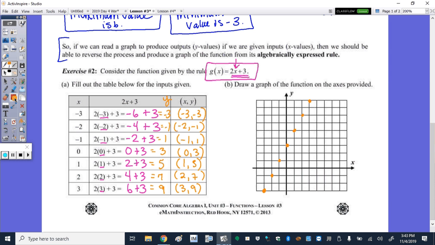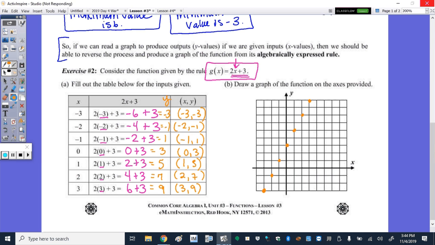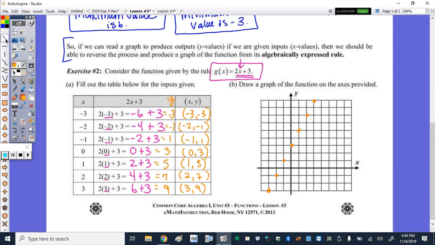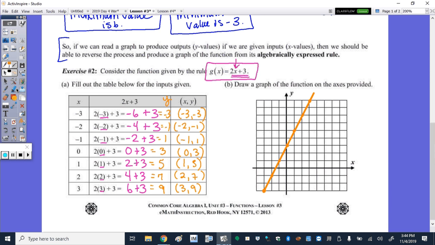Now I'm going to connect it with a straight line. So I'm going to open up the line tool. You should be using a straight edge. So if you don't have a ruler, please grab a ruler. Oh, I don't want to graph in white. I need to change the line to orange. So we should go all the way through. So extend at both ends, put an arrow, as a line or linear function does extend infinitely, and we label. So our function was g of x equals 2x plus 3.